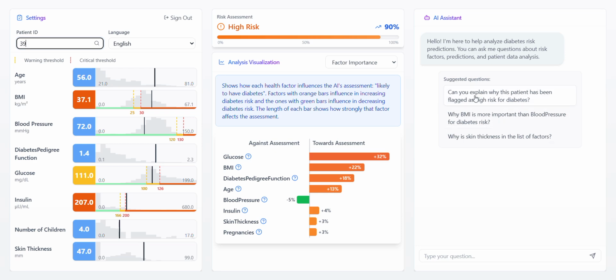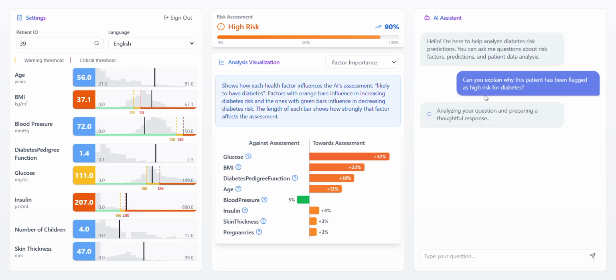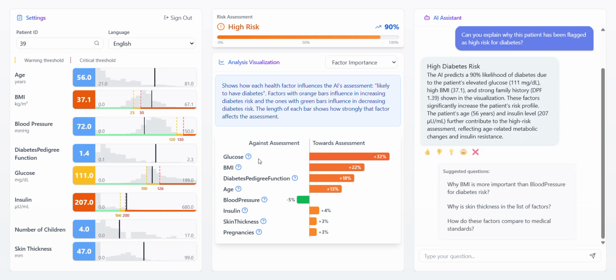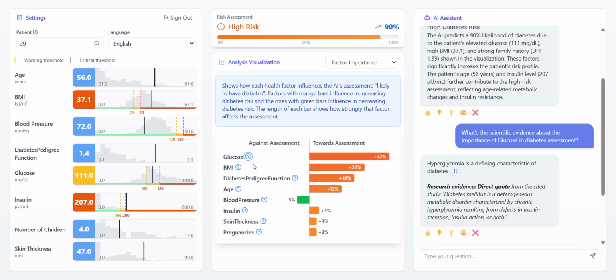And the user can also ask the AI assistant, for example, about why this patient has been flagged as high risk, and the AI assistant provides textual information about that. An important feature of the system is that the user can ask for scientific evidence behind the importance of each factor in diabetes diagnosis, and the system provides information, a direct quote in this case, from a reputable reference.